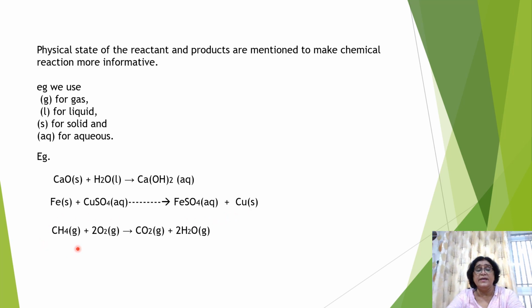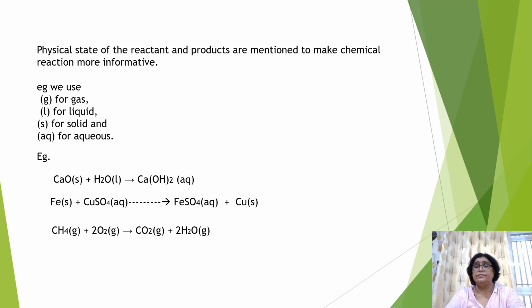Then methane gas, written CH4(g), plus 2 oxygen gas gives you carbon dioxide gas plus water gas. So here again we are mentioning the physical states of the reactants and products and making the reaction more informative. Clear?